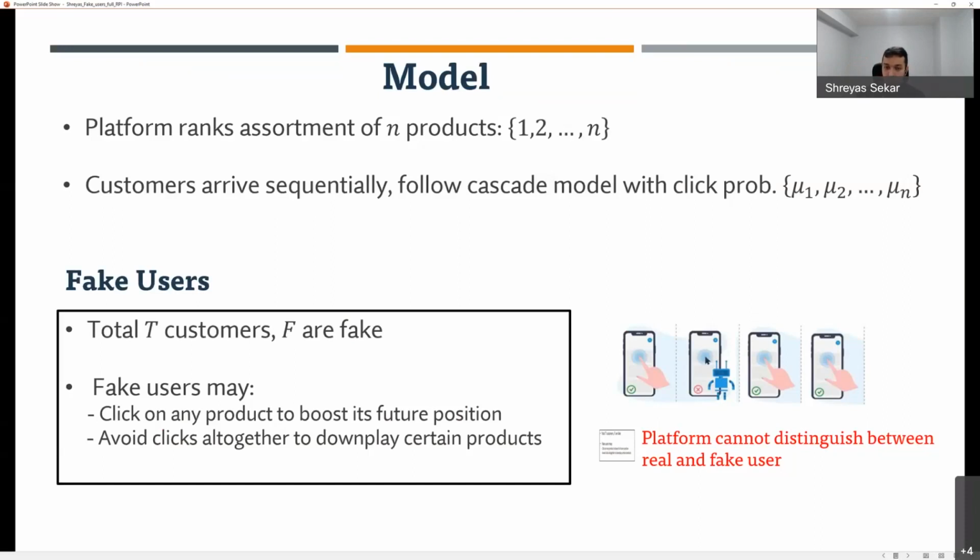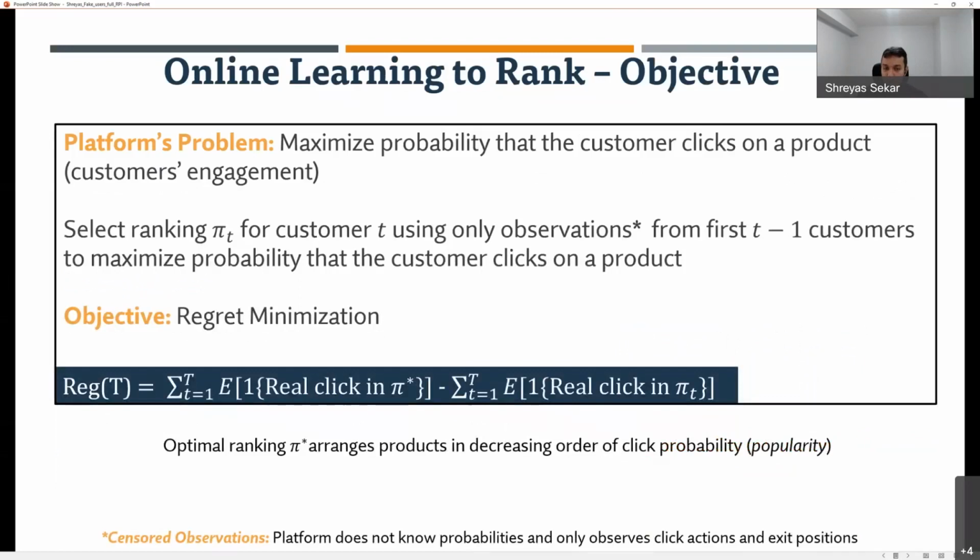Good. So let me finally lead to our optimization problem. I'm going to look at this from an online learning perspective. If you don't know what that is, let me explain what that is in a second. The platform's problem is to maximize the probability that the customer clicks on at least one product. In other words, the platform's goal is to maximize customer engagement. And we're going to assume that a customer is engaged if they click on at least one product in the assortment. Now, the way the learning algorithm works is my consumers arrive sequentially. I observe the click behavior of the customers and I observe the exit position of the customers.